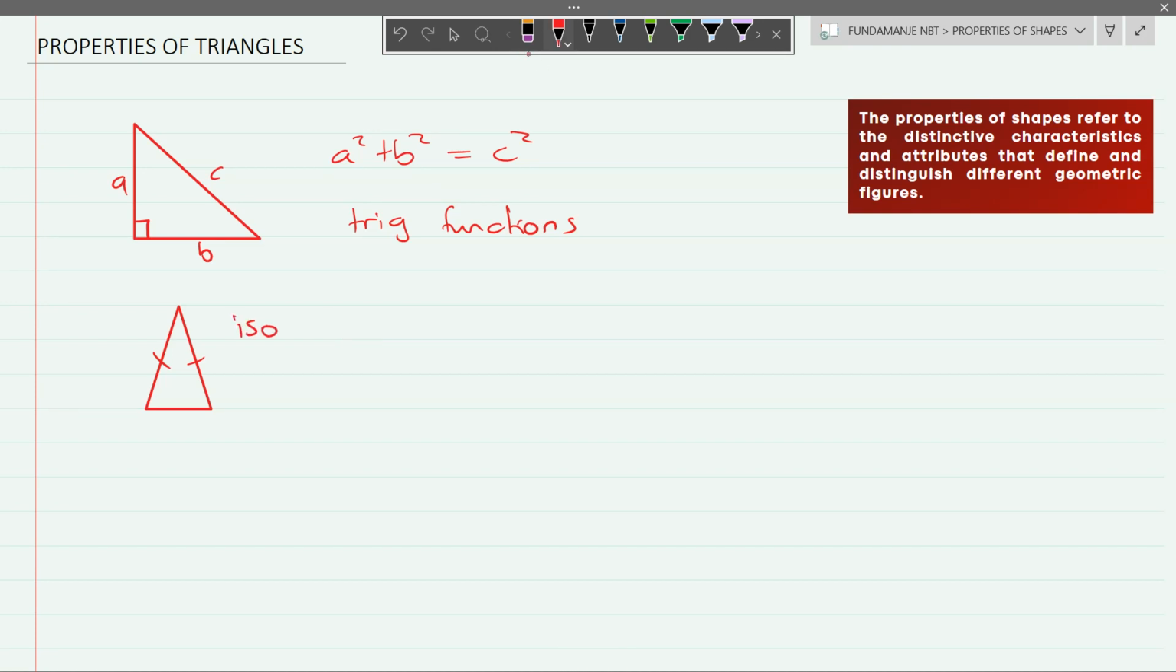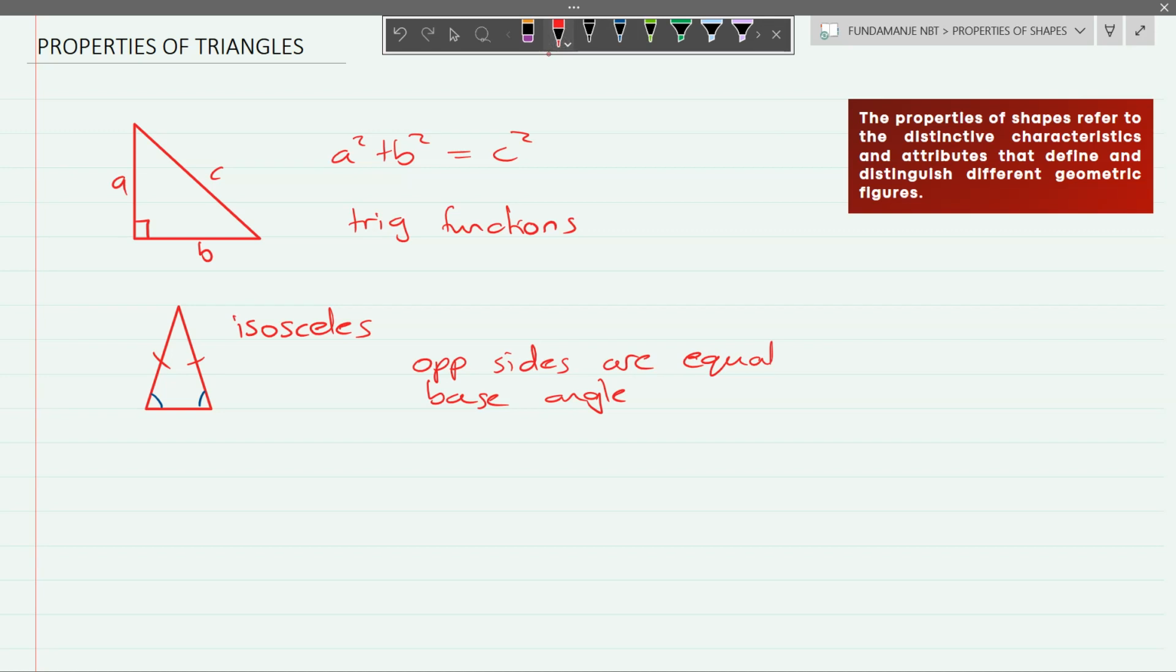This is the isosceles triangle, and it's governed by the principle that the opposite adjacent sides are equal, and base angles are equal. So the angles here will be equal to each other. If maybe we can highlight that with a different color, so these two angles will be equal. This is an isosceles triangle.